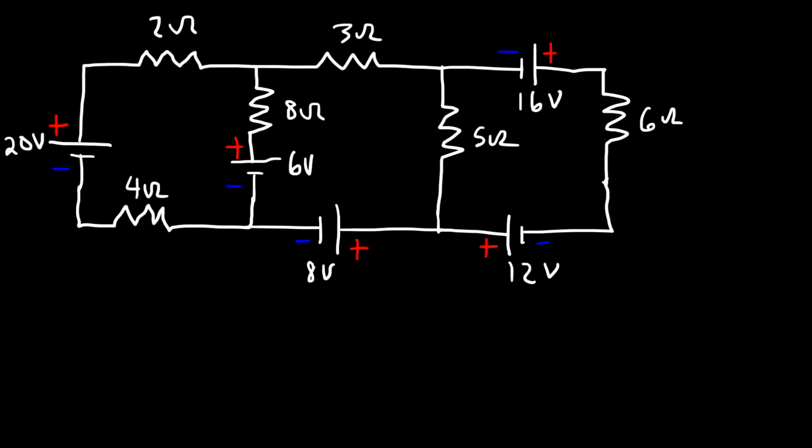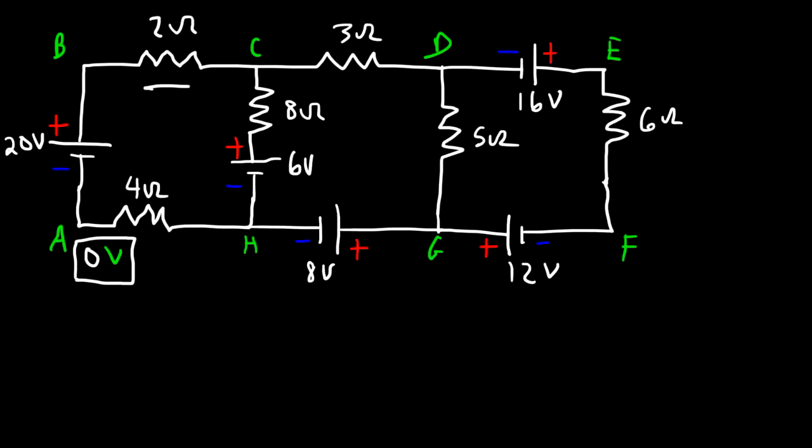So go ahead and calculate the current flowing through every branch of the circuit. And let's define this as point A, B, C, D. This is going to be E, F, G, H. And at point A, the potential will be 0 volts. So relative to that potential, calculate the potential at every point.